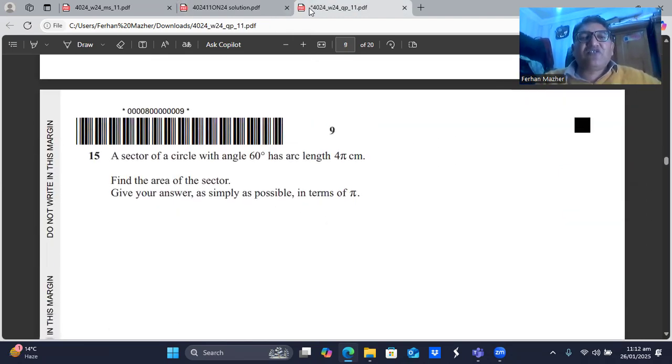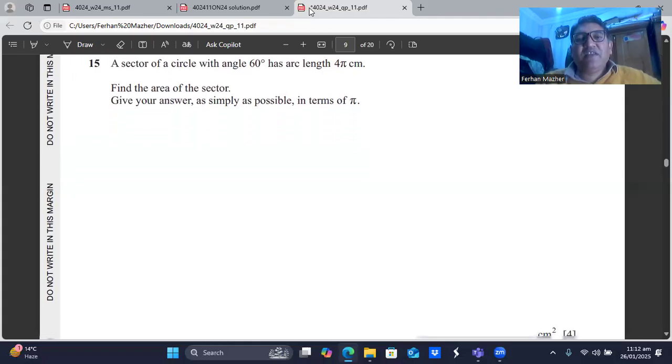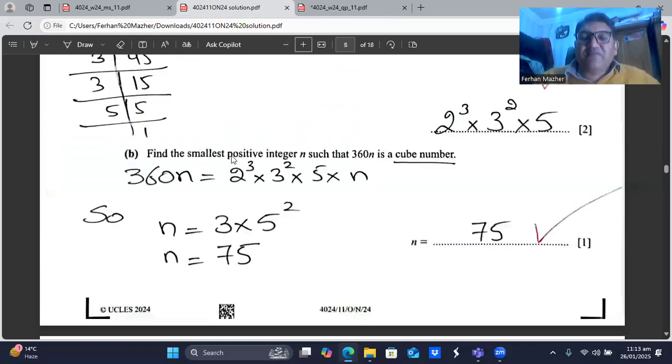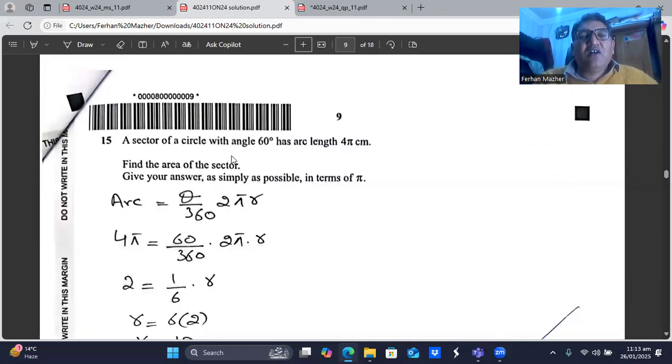The next question coming up on your screen is question number 15. And it's a 4-mark question. It says a sector of a circle with the angle 60 degrees has an arc length of 4 pi. Find the area of the sector and give your answer as simple as possible in terms of pi. So the arc length is given, the angle is given. So arc length is theta by 360 2 pi r. From there, I can find the radius.